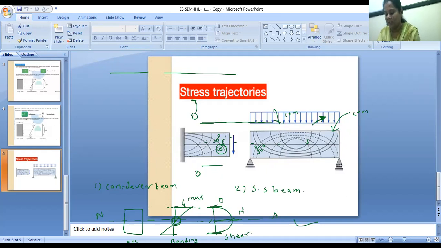And the last point is note that stress trajectories, that means this curve, gives information only about direction, not magnitude.